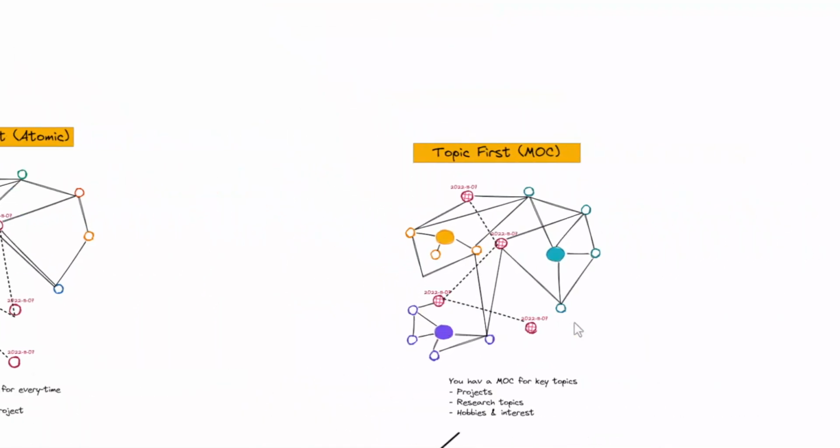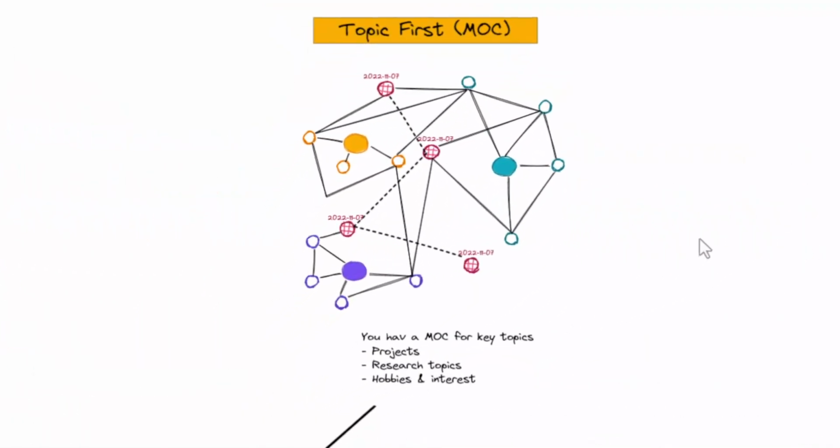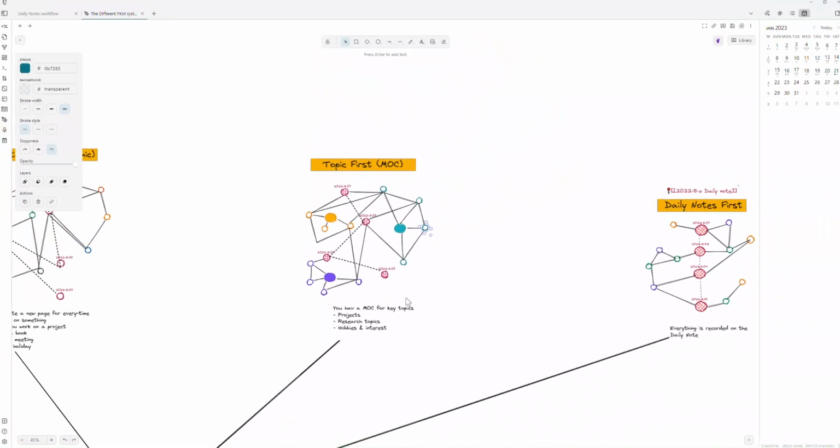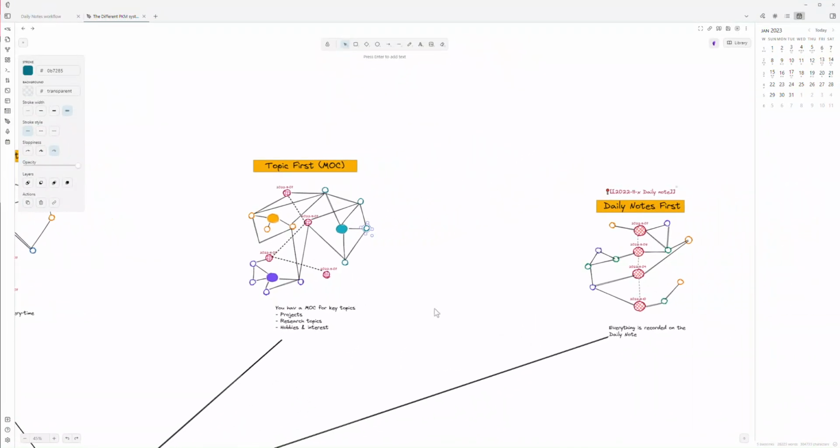The next one is topic first or MOC, which Nick Milo talks about quite a bit. And this is having a map of content or a homepage for a specific subject. All the other colors would also be an MOC. And you can also try and put a daily note taking system on top of it. But the main concept here is you have a map of content. You have a map of content for key topics. So this would be projects, research topics, hobbies and interests, and so on and so forth.